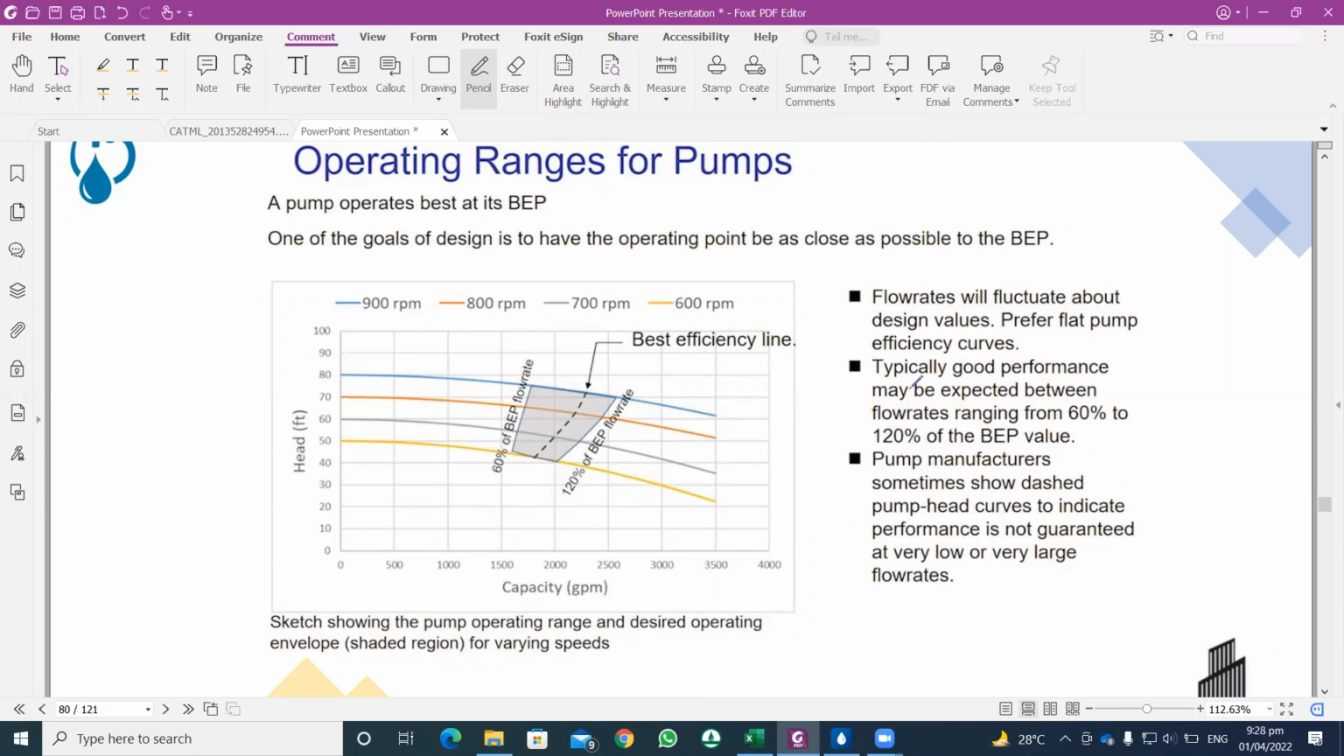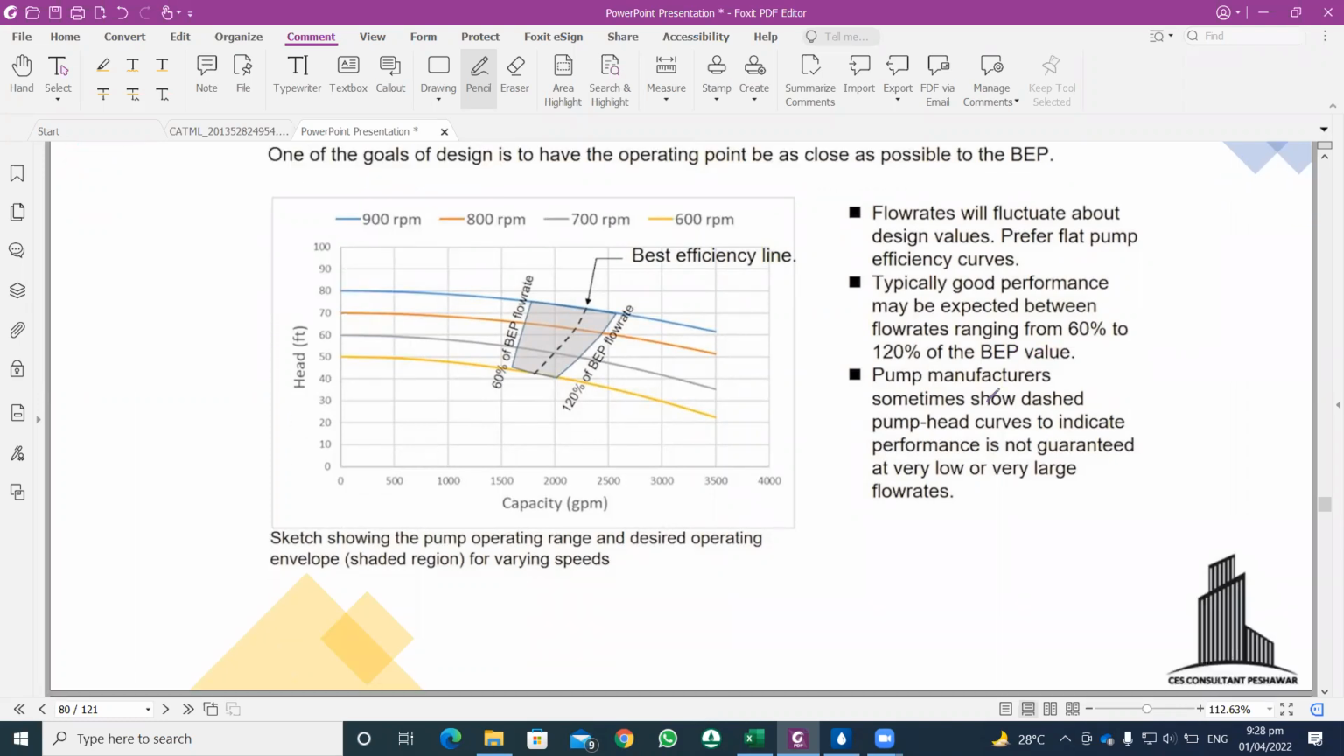Typically, good performance may be expected between flow rates ranging from 60% to 120% of the best efficiency point value. And the pump manufacturer sometimes shows dashed pump head curves to indicate performance is not guaranteed at very low or very high flow rates.